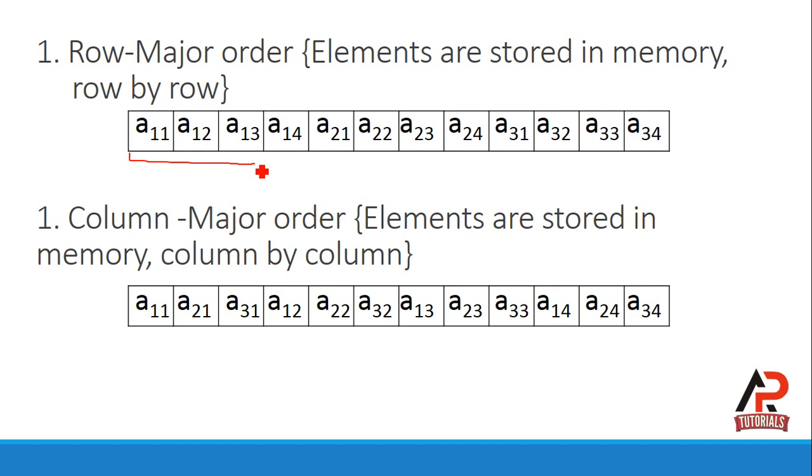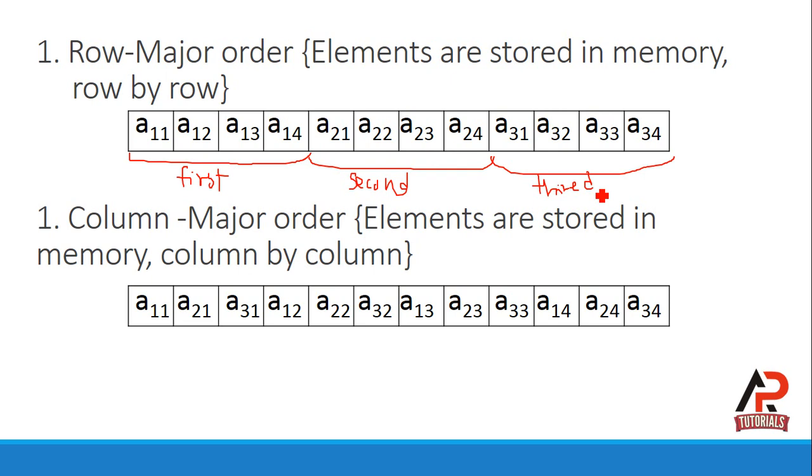So this is the first row, this is the second row, and this is the third row. The elements are stored in memory row by row.